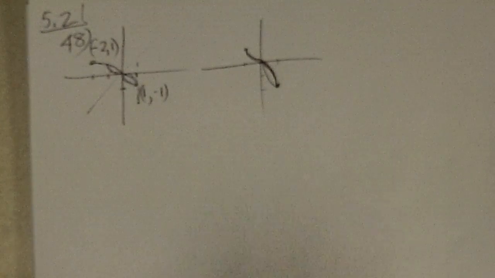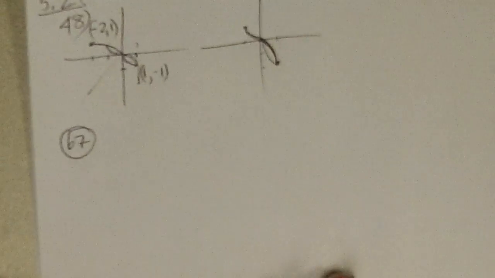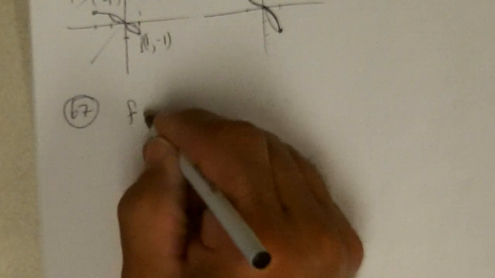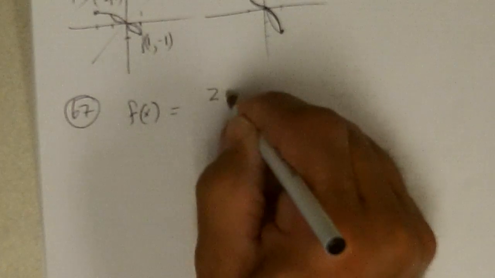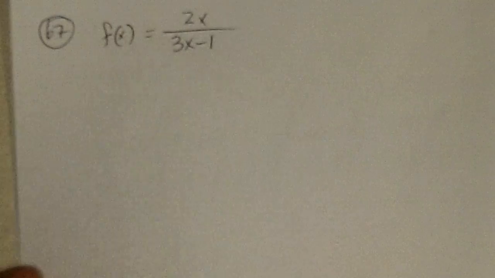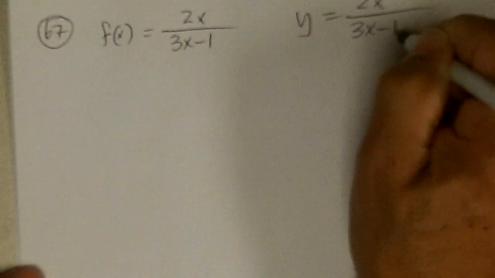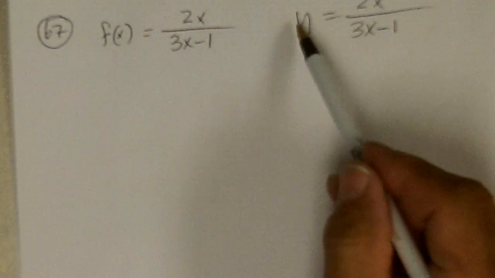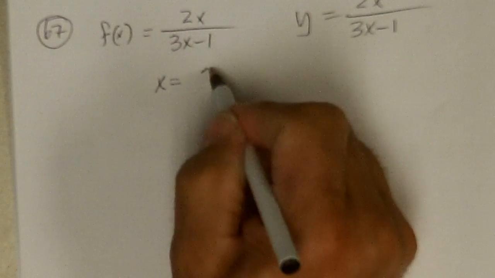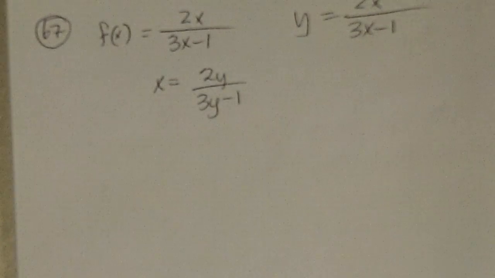So that's 48. And then the other one that was a question on is 67. And 67 says find the inverse, and f of x is 2x over 3x minus 1, which is saying y equals 2x over 3x minus 1. To find the inverse, change every y to an x and every x to a y, so we get x equals 2y over 3y minus 1, and then we have to solve for y.